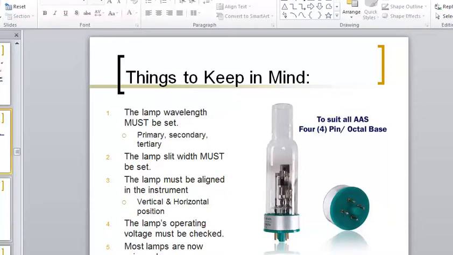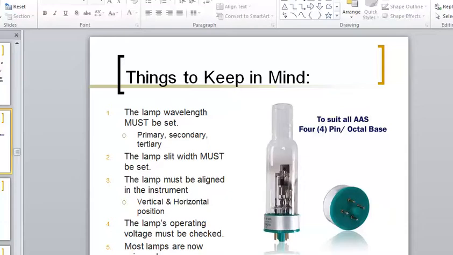All right, folks. So in the previous video, we talked about lamps for the atomic absorption spectrometer. And these lamps are very important because the lamps are really how the machine works. And if you don't have the proper lamp, you're not going to be able to run or analyze anything at all. So just a couple of recaps about the lamp itself.